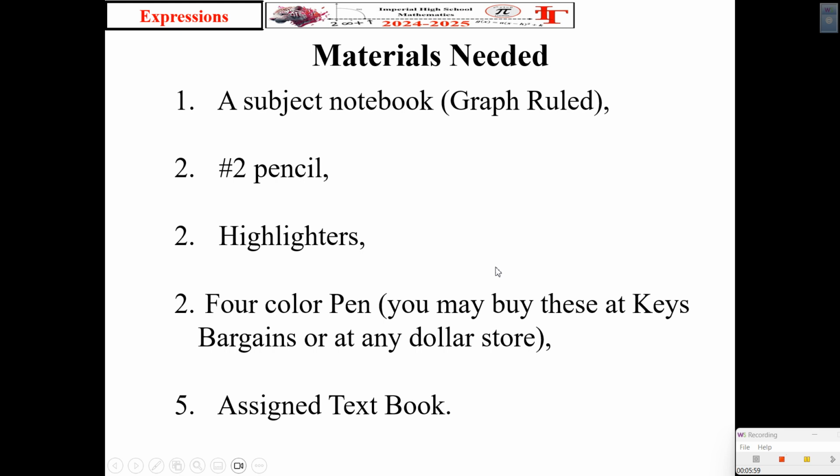Just really quick, just to reiterate, what materials do you need for this class? Well, you need a notebook or a section in your binder for this class, pencil, highlighters. I'm going to be using 4 different colors once again so you can see some of the differences in math or the skill. You can buy those 4 colored pens at any dollar store. And we're going to talk about the textbook as soon as next week comes around because I still have some schedule changes going on. Okay?